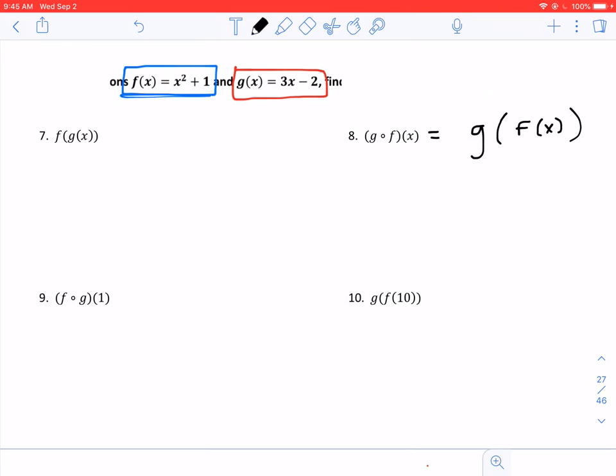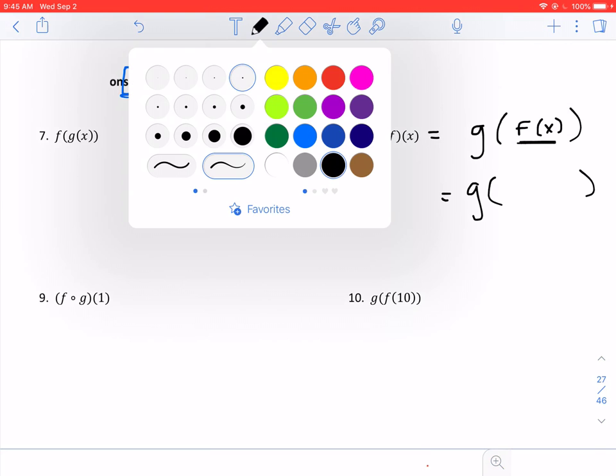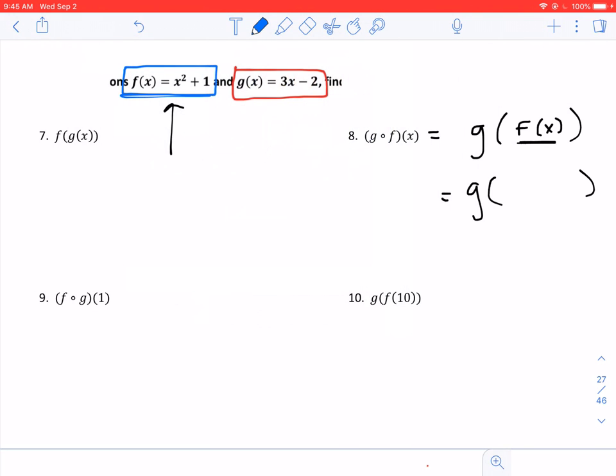So let's find what that's going to equal. G of f of x. So that's g of f of x, but remember f of x was x squared plus 1.